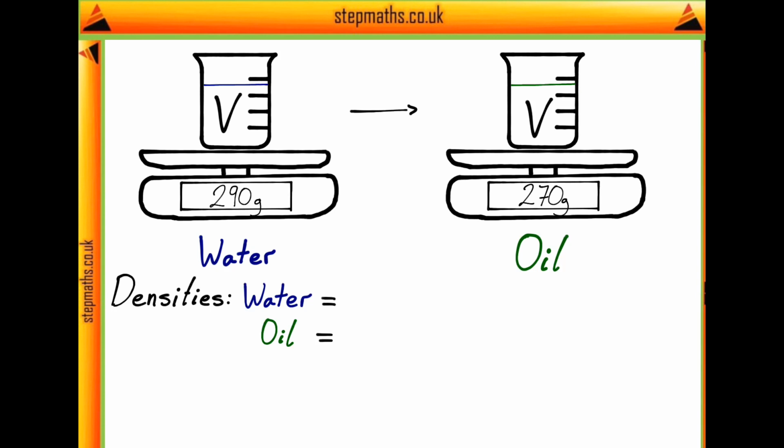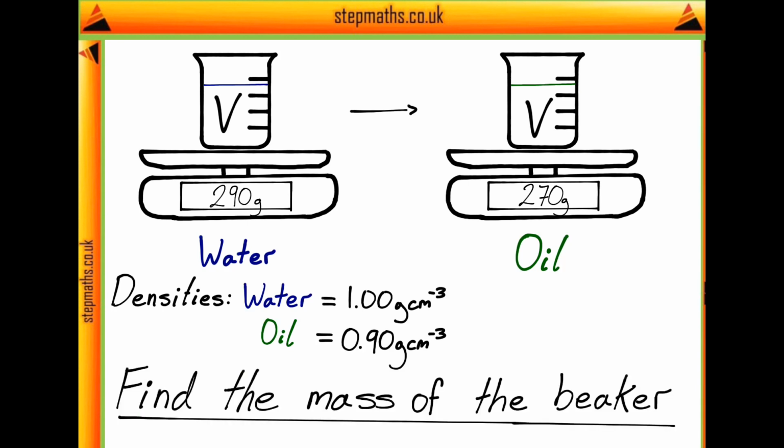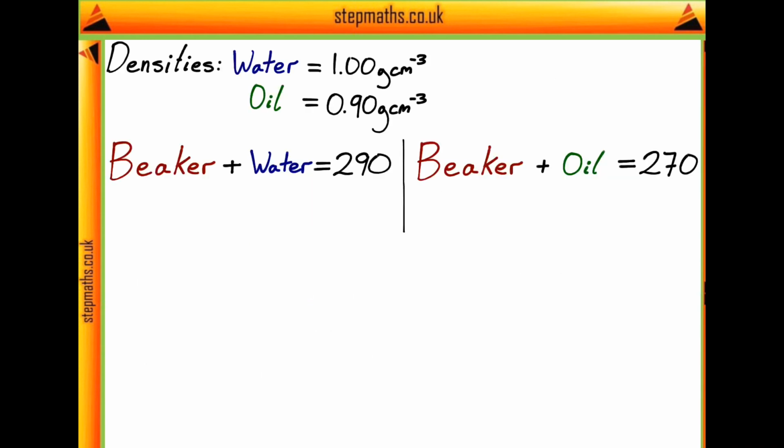The question then gives us the densities of water and oil respectively, 1 gram per centimetre cubed and 0.9 gram per centimetre cubed, and then asks us to find the mass of the beaker. So to help us solve this problem, let's try and write it down a bit more mathematically. So we know that the mass of the beaker plus the mass of the water is equal to 290 grams. We also know that the mass of the beaker plus the mass of the oil is 270 grams.